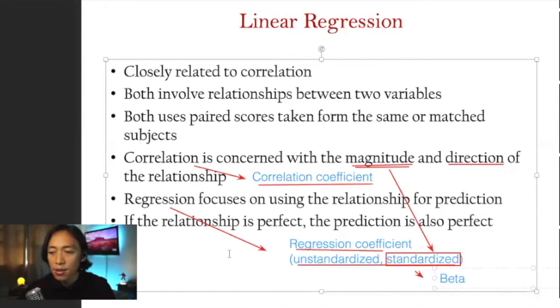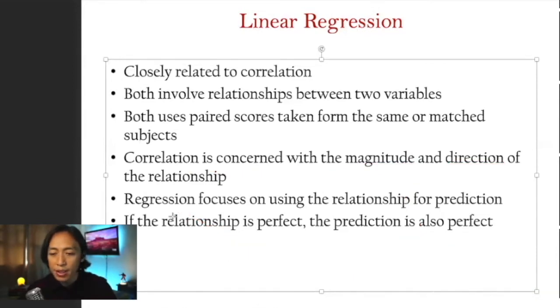One thing that is different with regression is that regression allows us to make predictions. So if we have a predictor variable and an outcome variable, the predictor variable, we normally refer to that as X, and the outcome variable, we normally refer to that as our Y. And we hypothesize that X can predict Y. One of the purposes of regression is to allow us to estimate the value of Y given the value of X. So if we know what the value of X is, we can predict the value of Y.